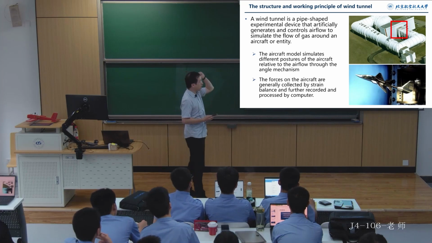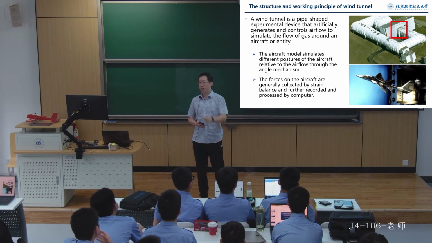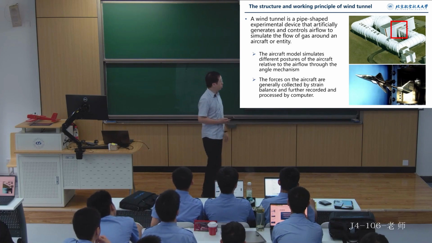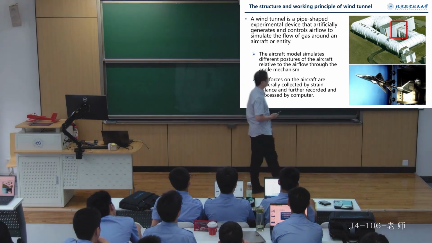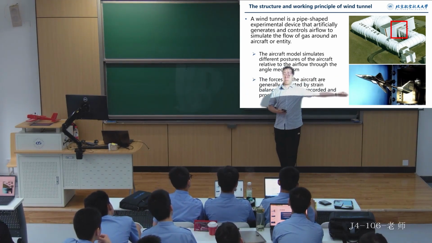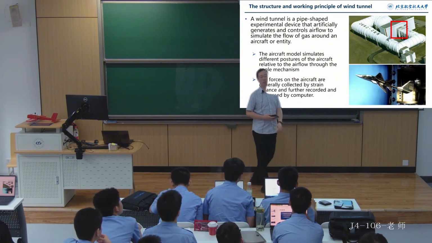With such a dynamic facility, we also want to know what the aerodynamic load on the aircraft is. So how do we measure it? At this point, a very important device is used. It's called a wind tunnel balance. We should note that this balance is quite different from the one we usually imagine with weights on both sides.